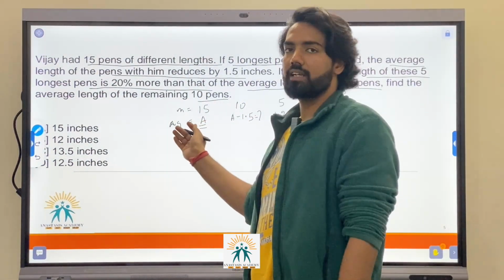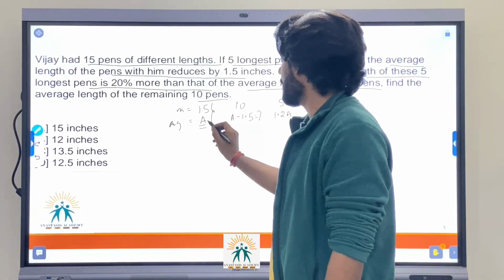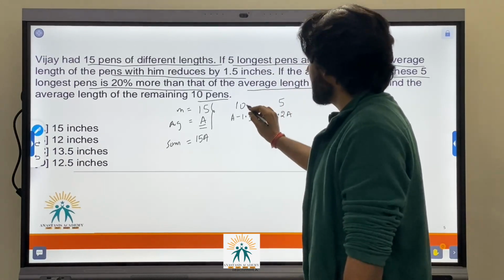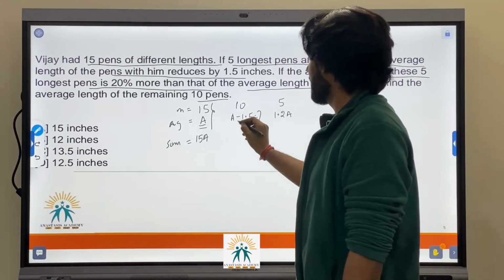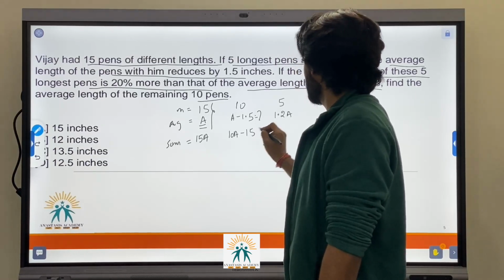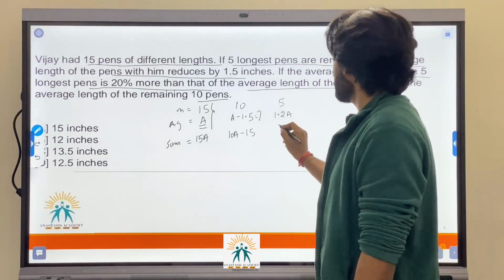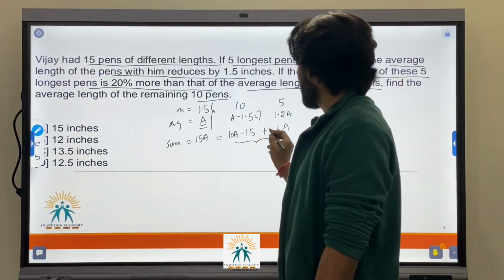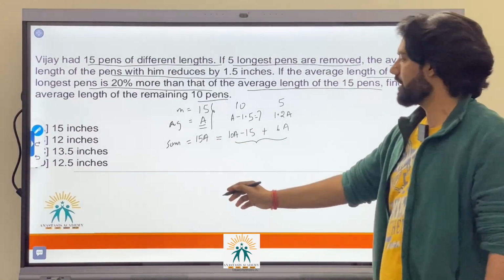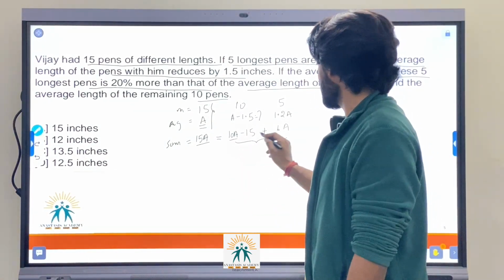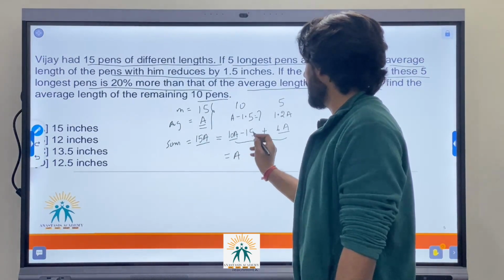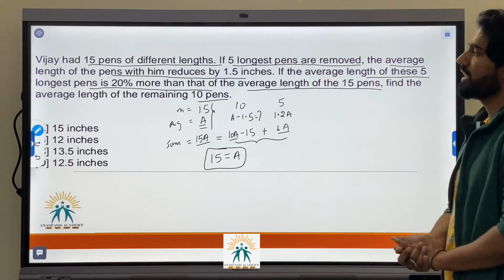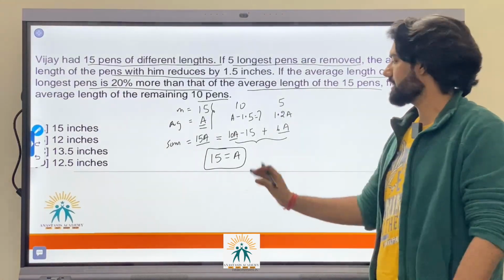Let's just equate the sum of lengths, because the total pens have sum of their length as 15A. Now these 10 pens have sum of their length as 10A minus 15, and these 5 pens have sum of their length as 6A. When I add these two lengths, it will become equal to 15A. So from here, this is 16A, 15A. So A becomes how much? 15 goes to the side, and A becomes 15 inches. So the average length of the total 15 pens is 15 inches.